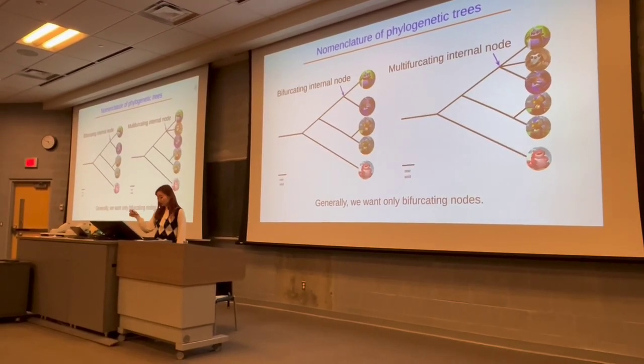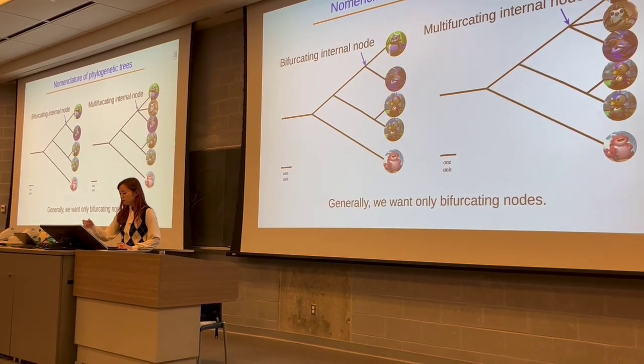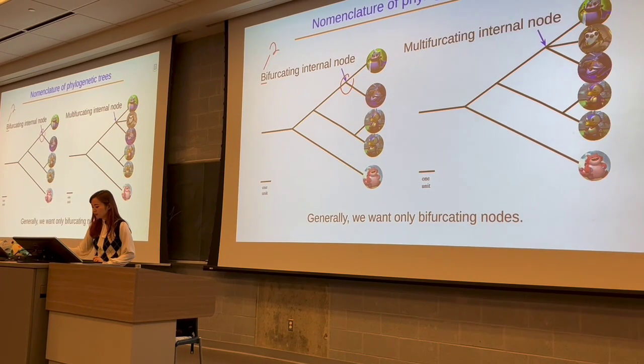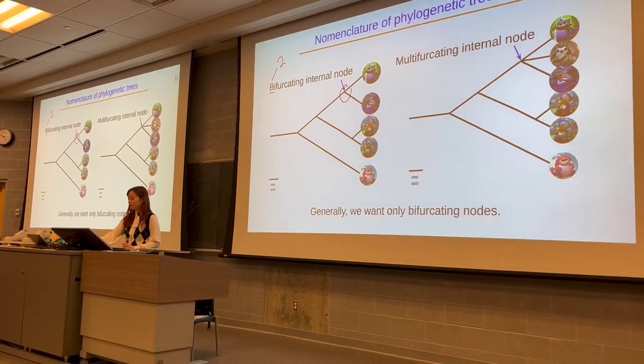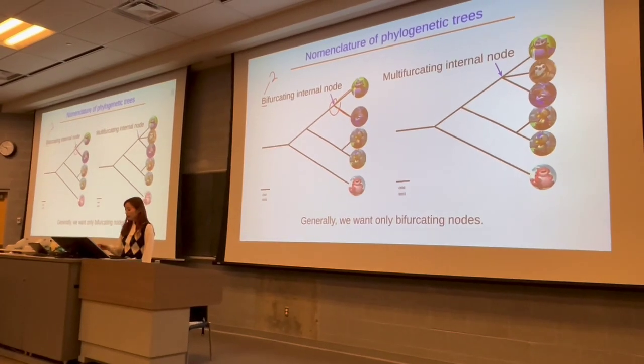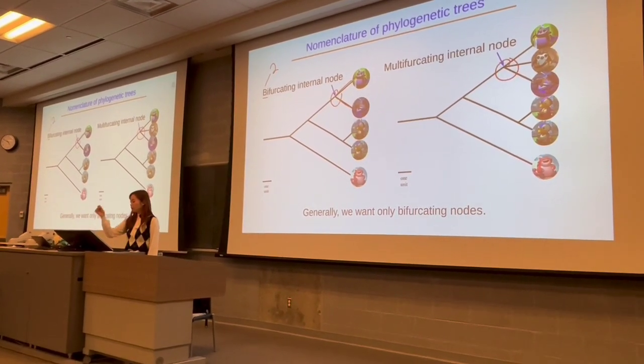And moving on, there's different types of nodes that we can talk about when we're constructing trees. So a bifurcating node, bi means two. Okay, it's pretty simple. You have only two things splitting off from that node. And in some cases, we can have a multifurcating internal node where we have more than two.